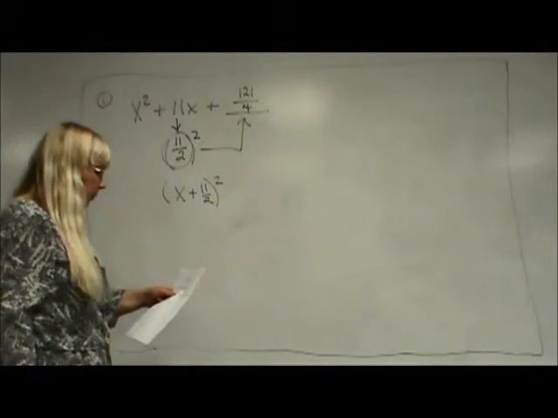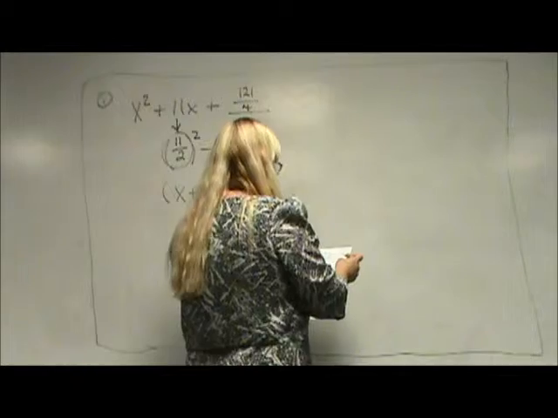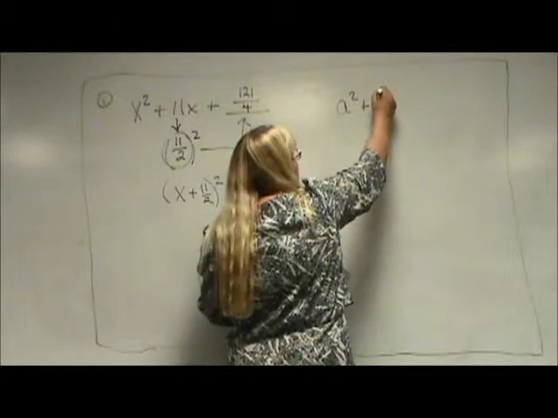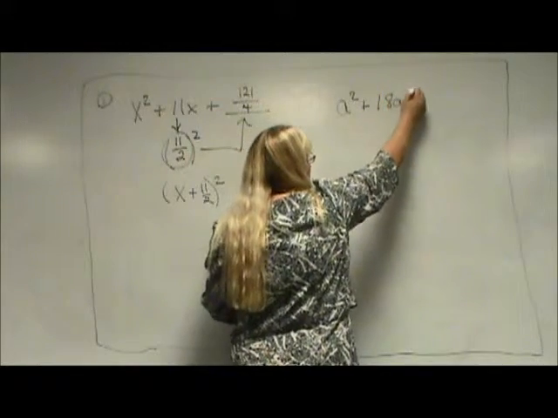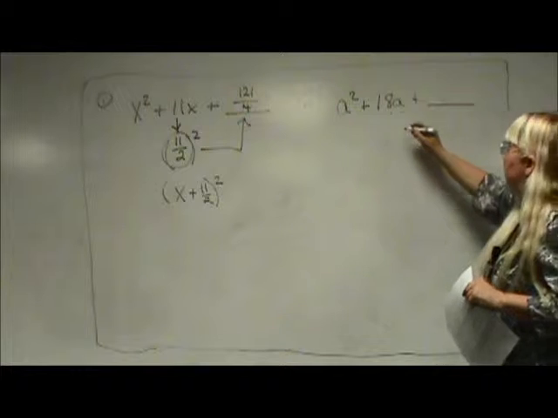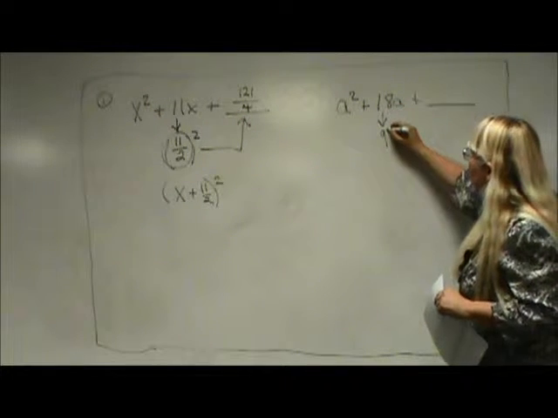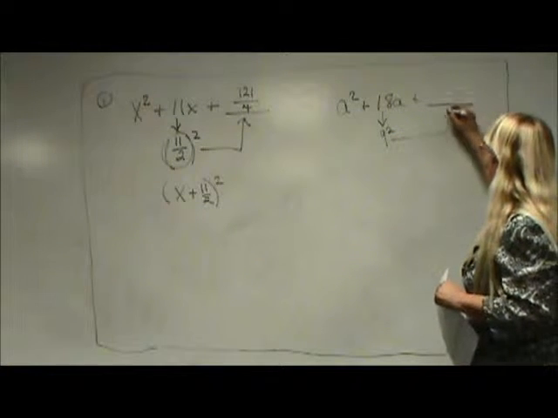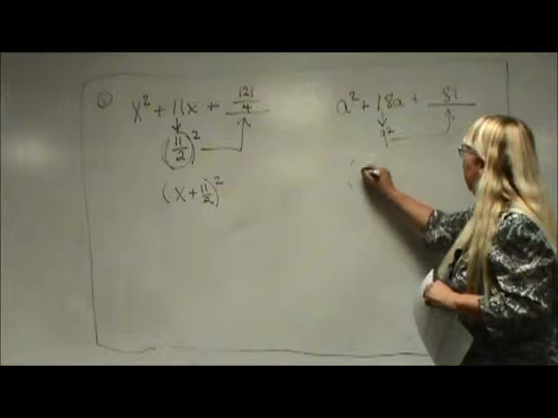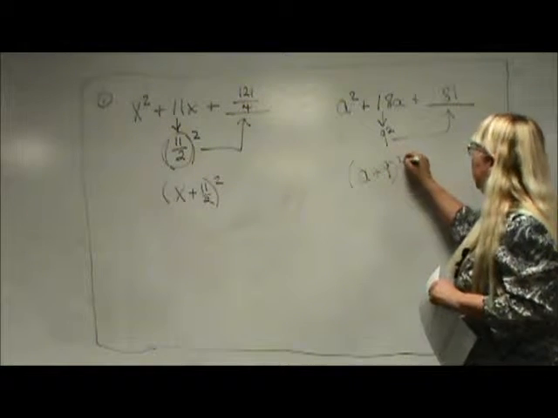Number 2 is the same process. We have a squared plus 18a plus another term. Same process. Half of 18 is 9. 9 squared gives us 81. And we have factors of a plus 9 quantity squared.